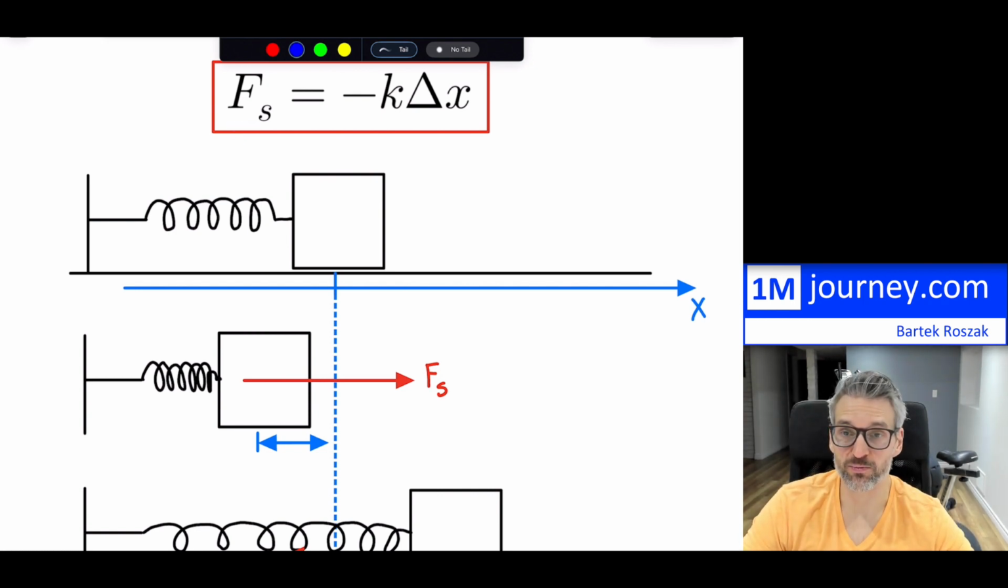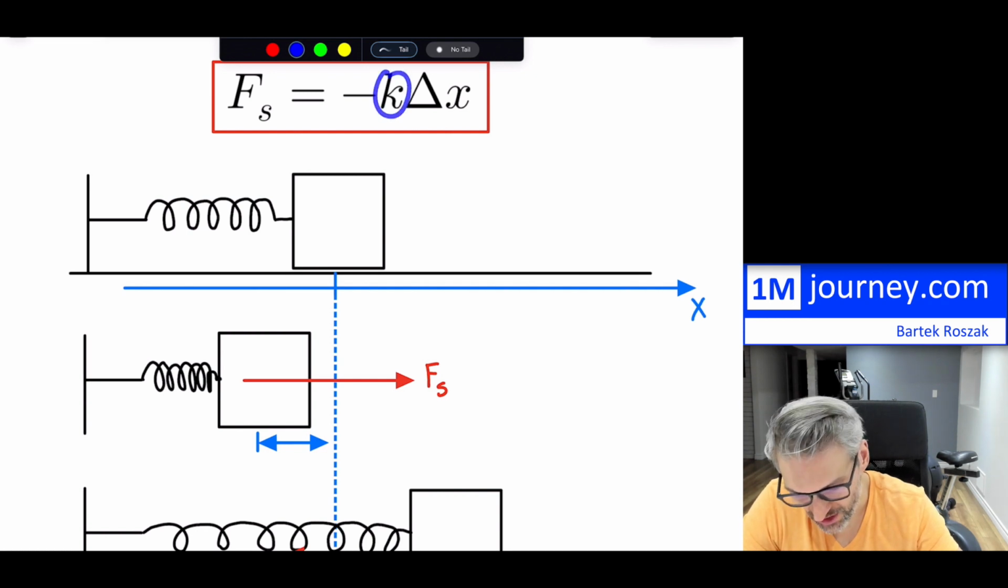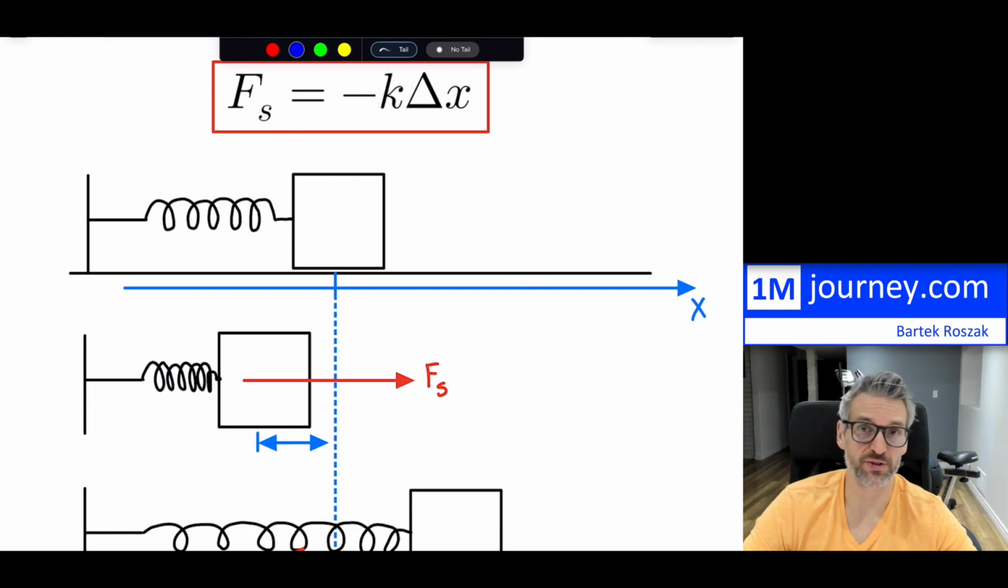Now you might wonder, what is this k? Where does it come from? Does every single spring have the same exact constant k? No, it doesn't. It depends on the spring that you have. This k is typically found through experimentation for a certain spring. So different springs will have different constants k.